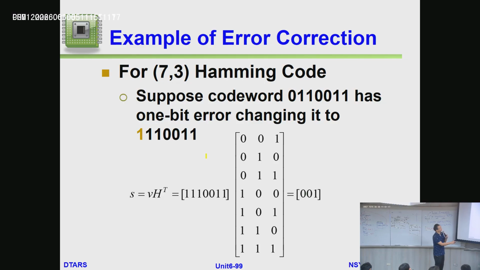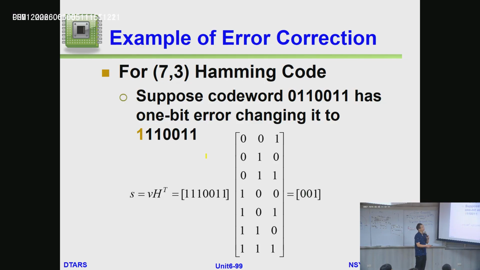Let's assume that this is the code word. After encoding, this is what we stored in our memory, 0110011. Okay, and let's assume that there is a 1-bit error because of radiation in your memory. So in your memory, this bit happens to become logic 1. So you will have this memory data. We want to check if this memory data is good or not.